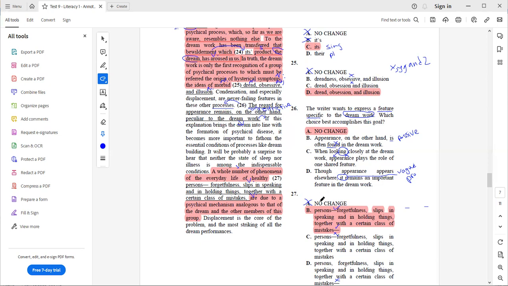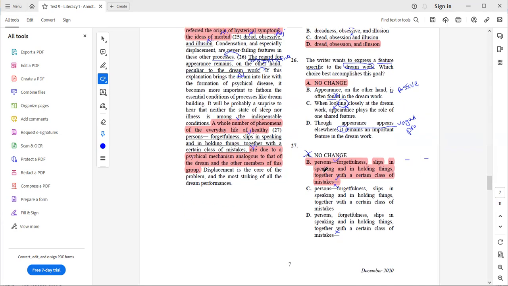Okay, D. Elsewhere, though appearance appears elsewhere, it remains an important feature in the dream work. Why did you eliminate it? Because it is a vague pronoun. Yeah, it is a vague pronoun. It for what? And if you look at the sentence before it, you're gonna find many things, like condensation, displacement. So these two, it is replaced for what? Perfect. Thank you very much. So now we're gonna return back to A and we're gonna keep B because B is past.